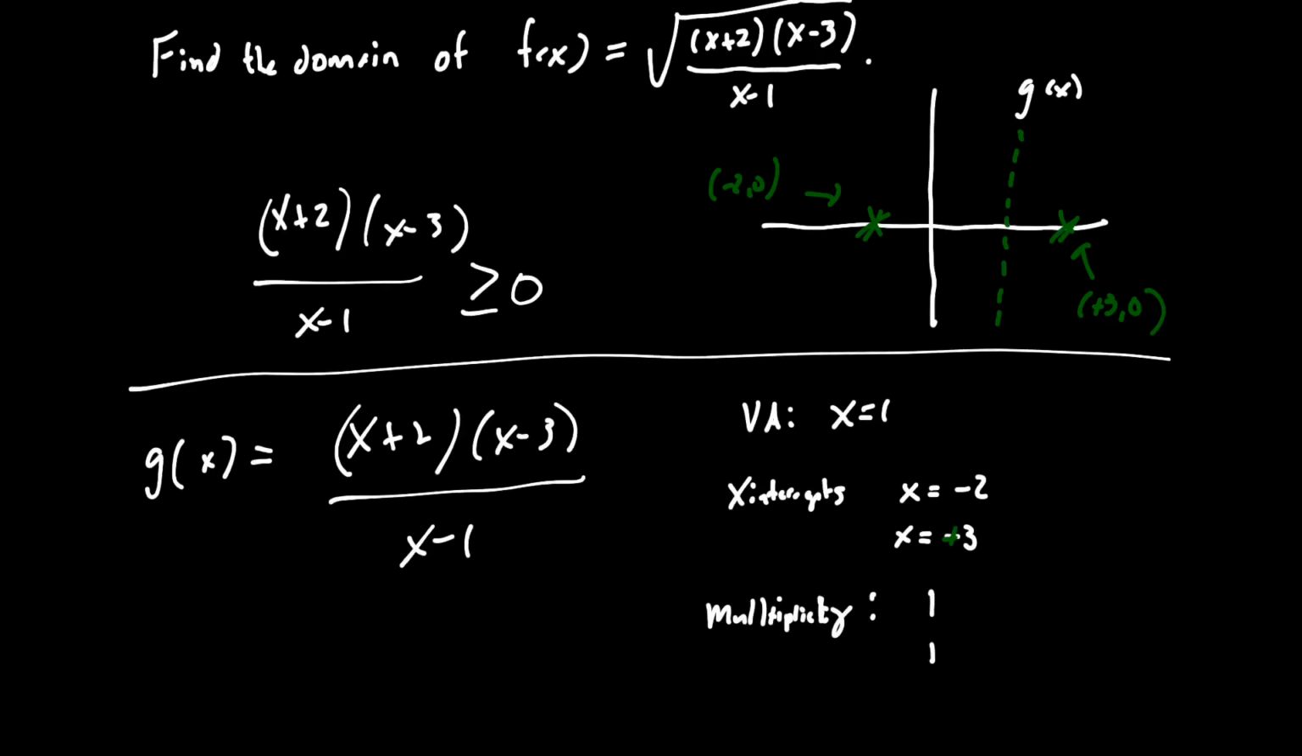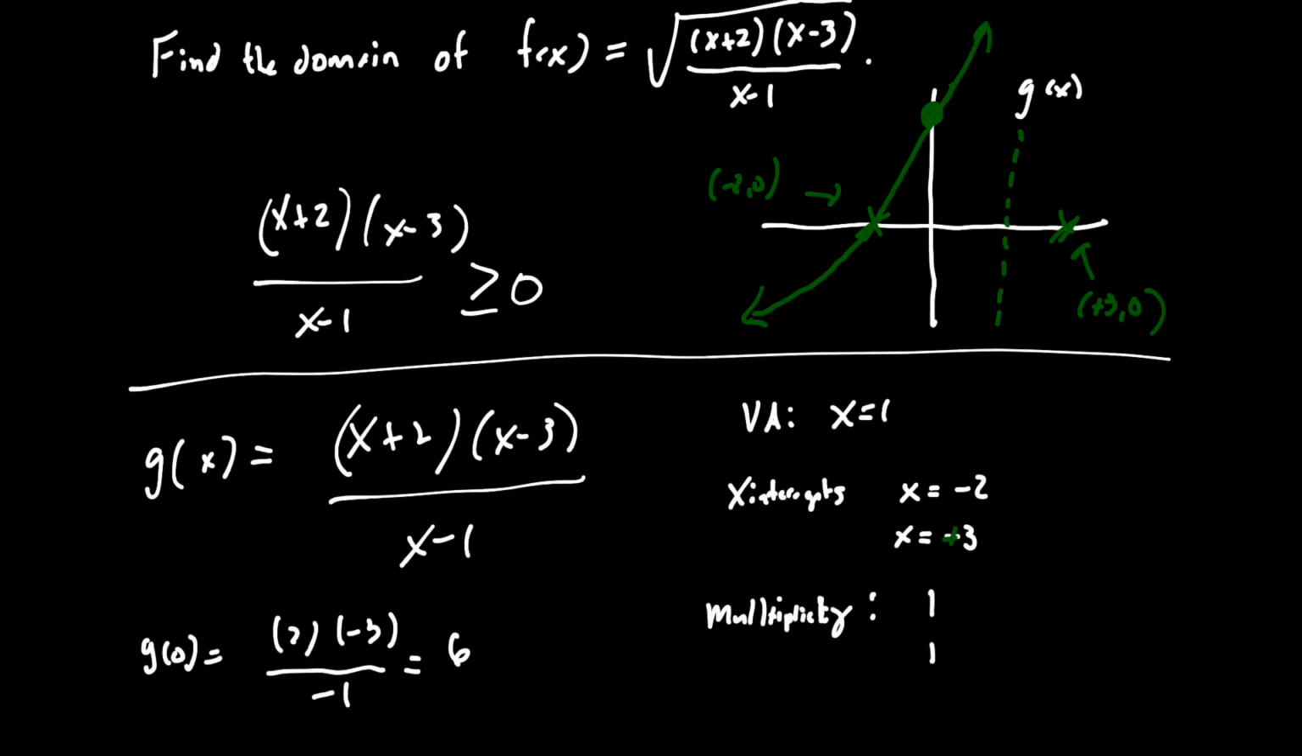So now let's plug in a value real fast. We'll look at g of 0. G of 0 is going to give us 2 times negative 3 divided by negative 1, and so this is going to be a positive 6. So at x is equal to 0, our y is equal to 6, which means the left-hand side of our graph is going to cross at the x-intercept negative 2, 0, go up to the y-intercept, and then keep going up.